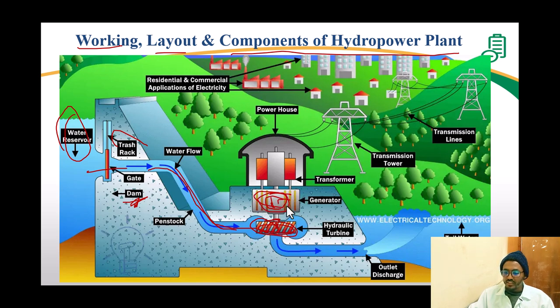So for this generator, we have a transformer in order to distribute uniformly the power that we get. Here we have the powerhouse, so we have the transformer, then the transmission tower and the transmission lines here, and then the residential and commercial application for electricity. So as long as we generate the electricity, we can take it wherever we want through transmission lines into residential or commercial houses.